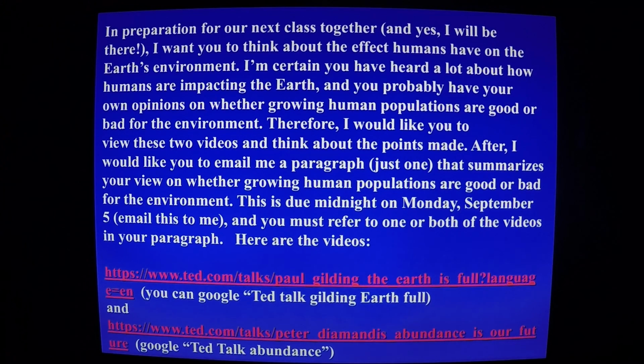And just, again, send me a paragraph on, do you think growing human population is good for the environment, bad for the environment, indifferent towards the environment? Just tell me your view. There's no right or wrong answer to this. We will all find this out in the future. But I want you to look at these two very different views and think about it.